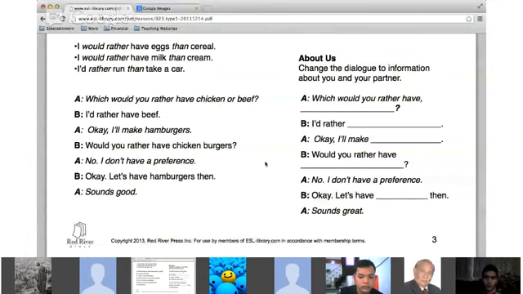Which would you rather have, Japanese food or Chinese food? I'd rather have Chinese food. Okay. I'll make a hamburger. No, he said Chinese. So he said, I'd rather have Chinese. So your answer would be, okay, I'll make Chinese food then.